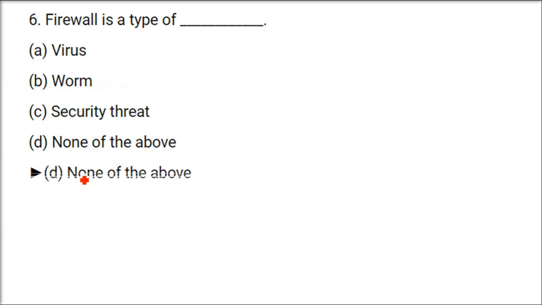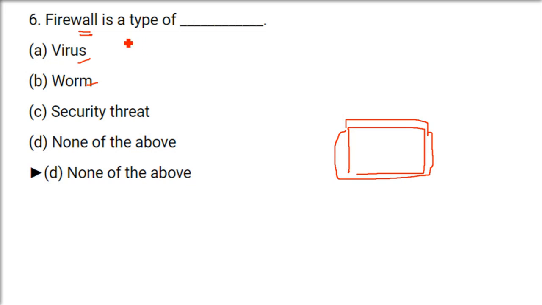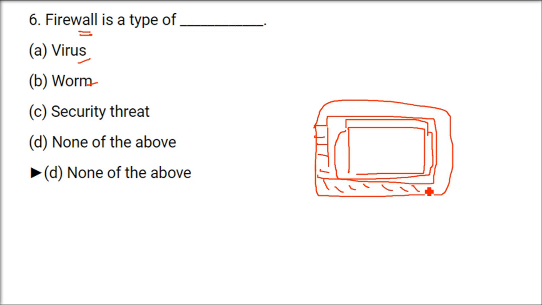Firewall is a type of... Okay, the answer is it's not a virus, worm, or security threat. So let me explain. This is a wall with a fire. Previously, the big kingdom regimes would create a wall, dig a trench, and ignite fire there. If someone was coming, he had to deal with the fire and the wall, and only then could he enter. So firewall is just a name for something that stops unwanted things from coming into your institution, your private network, your private institution data.